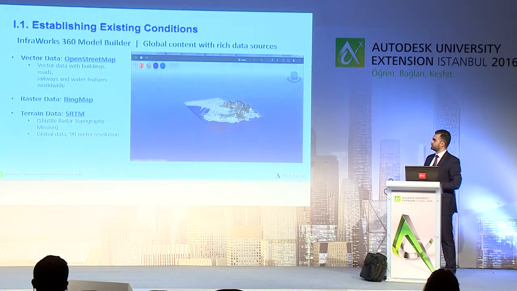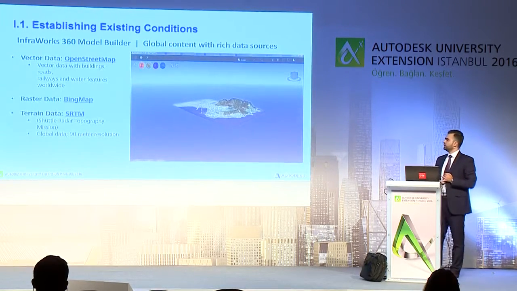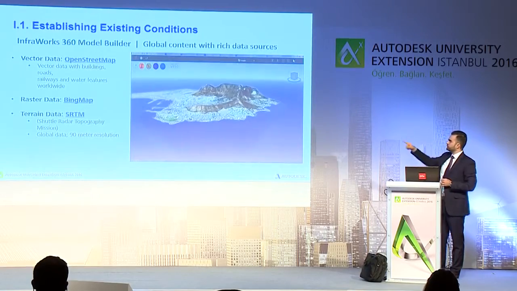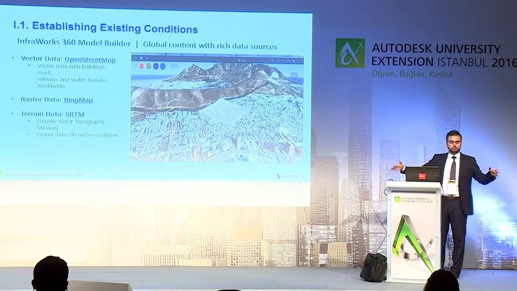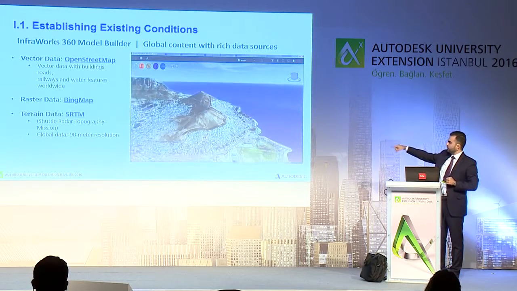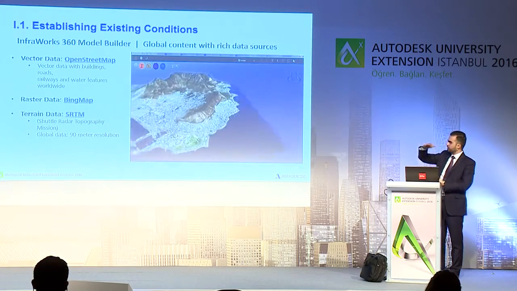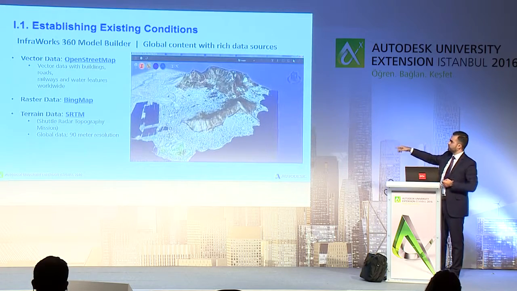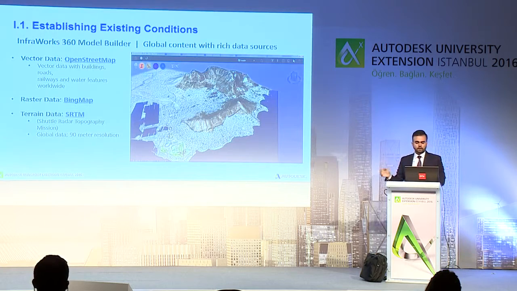So this is the model that was created in Model Builder inside of InfraWorks. As you can see, we have the terrain. We have the satellite imagery superimposed. We have also the buildings. We have the plots and the heights of the buildings and any water bodies. So if we have a sea, we have a coastline, we have lakes, everything is in there.